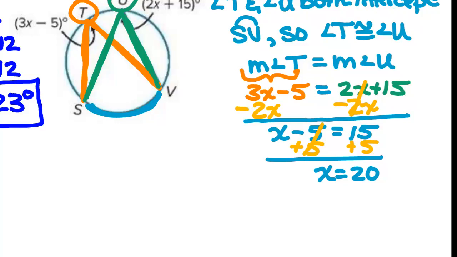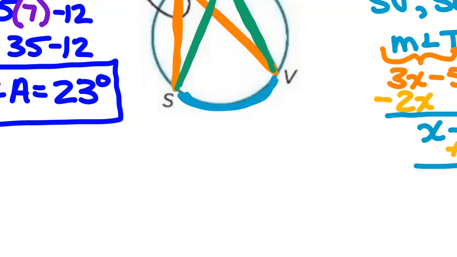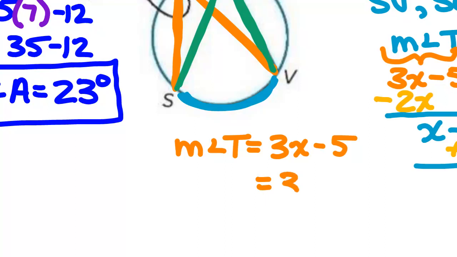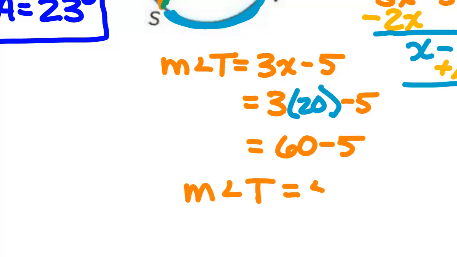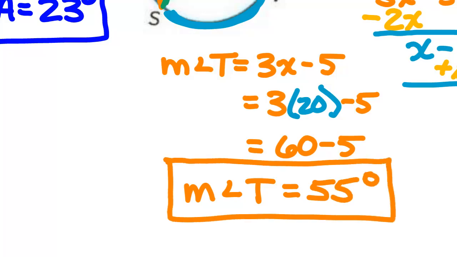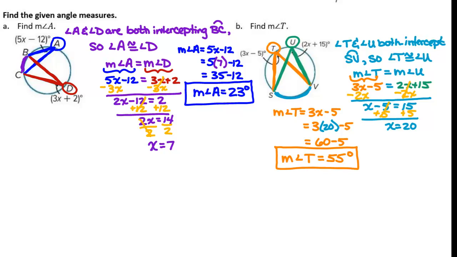They wanted me to find the measurement of angle T. Measurement of angle T is 3x minus 5. We just found out that x is 20, so 3 times 20 minus 5. What is 3 times 20? 60. And 60 minus 5? 55. So the measurement of angle T is 55 degrees. So far, so good? Awesome.